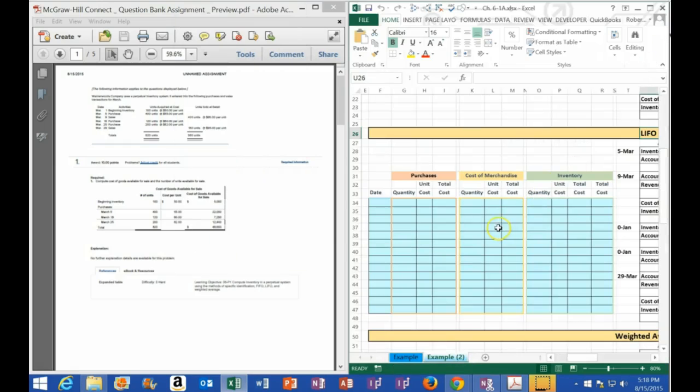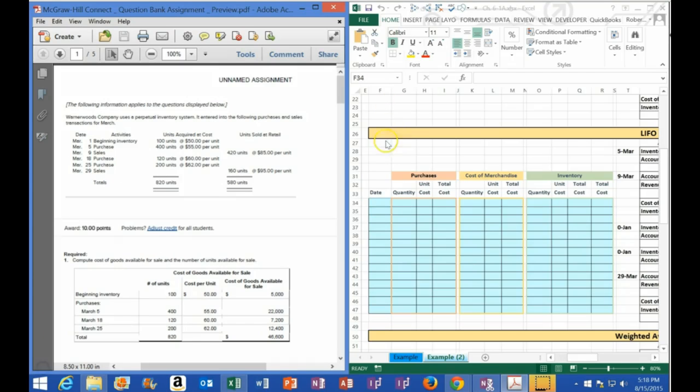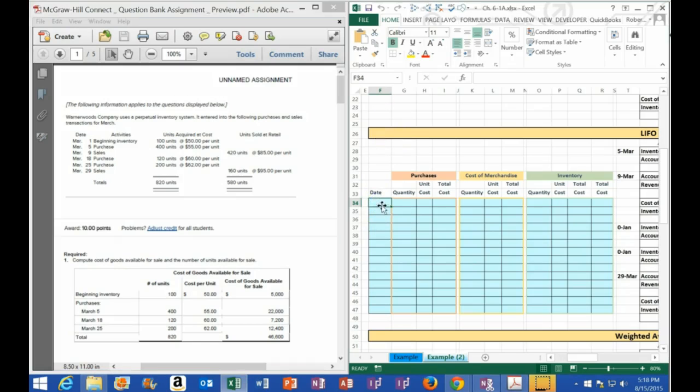So I'm going to pull this to the side, and we'll take a look once again as of the first transaction, which is March 1st. So I'm in F34, way down here. I'm going to say 3-1. We're starting off in the same area over here in the ending inventory. So I'm in O34.